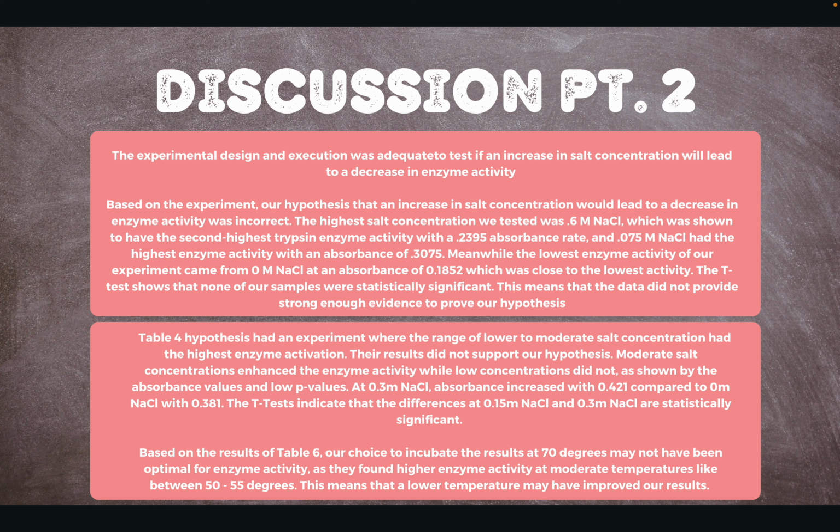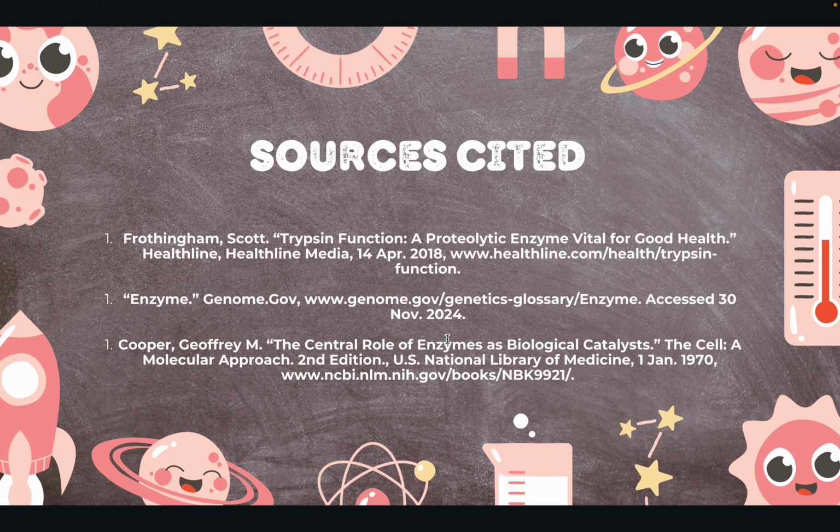Based on the results of Table 6, we also compared our results to Table 6 because they did temperature, and we were trying to see if our temperature choice was adequate enough. Our choices based on their results may not have been optimal for enzyme activity as they found higher enzyme activity at moderate temperature between 50 and 55 degrees, which means that a lower temperature may have actually improved our results and given us a higher enzyme activity. And then these are our sources cited.